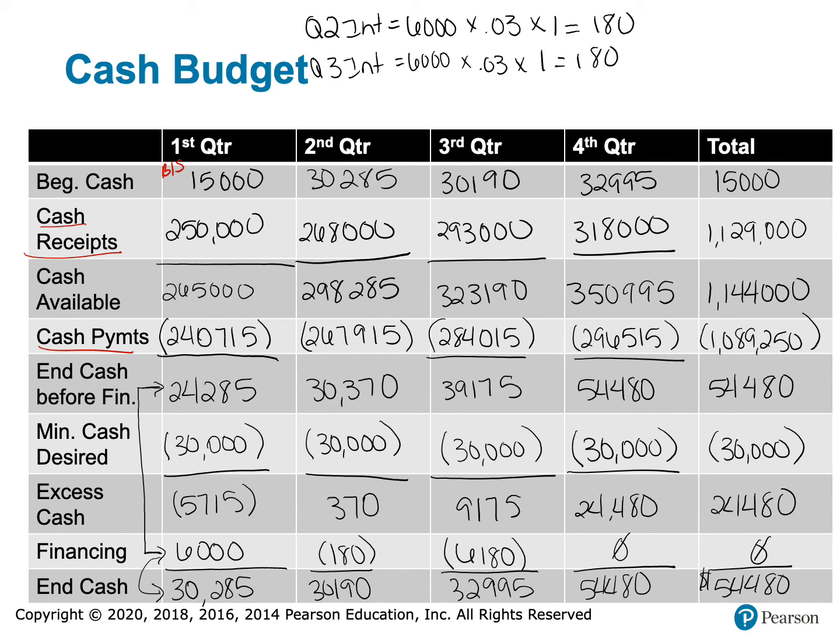So again, if you're unsure where any of those numbers come from, make sure you go back and find them, post a message to the message board. The tricky thing, the thing that we forget, is that our ending cash is the ending cash before financing plus or minus any of our financing, and that gives us our ending cash.